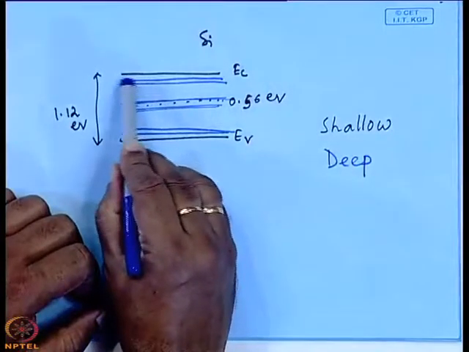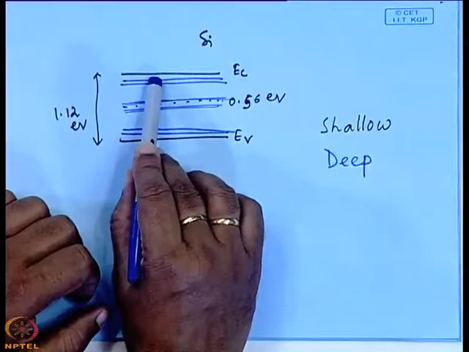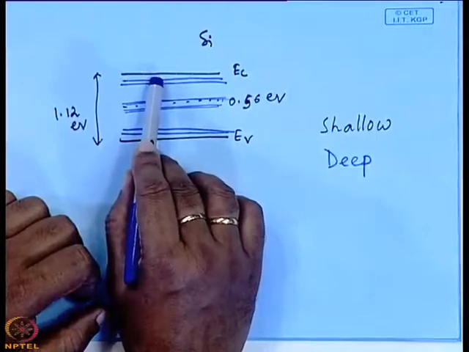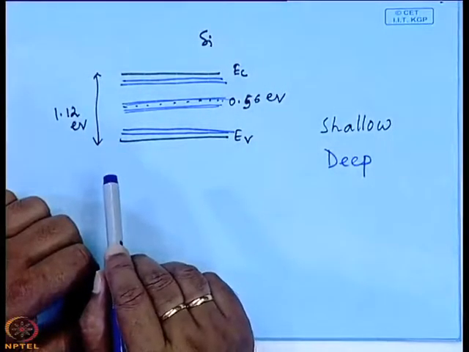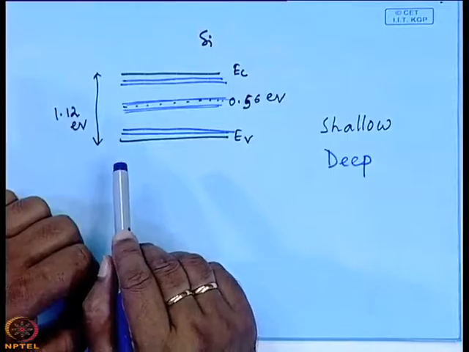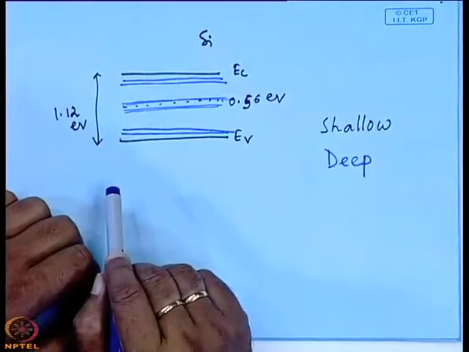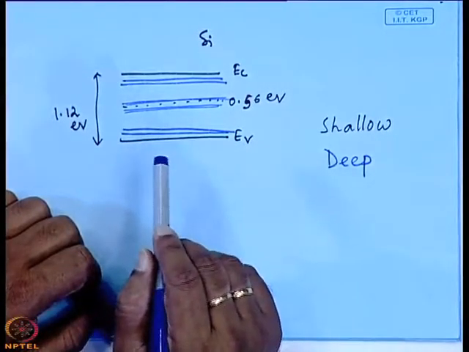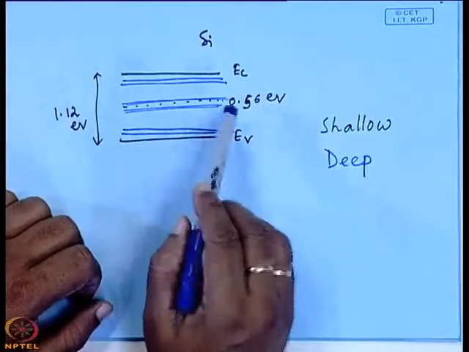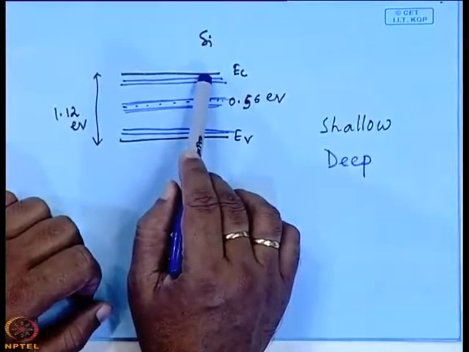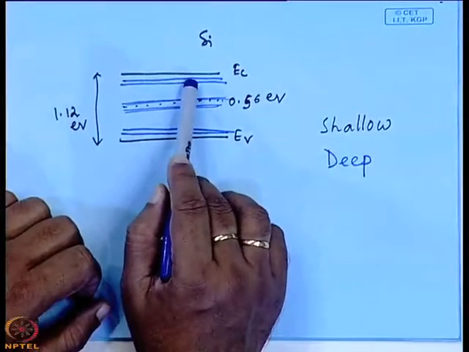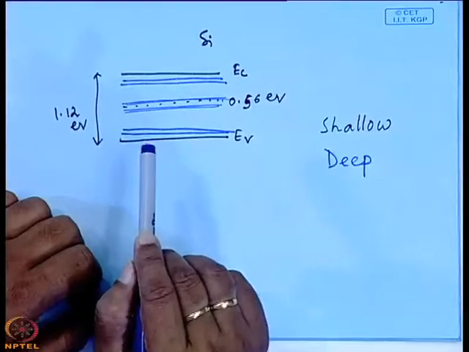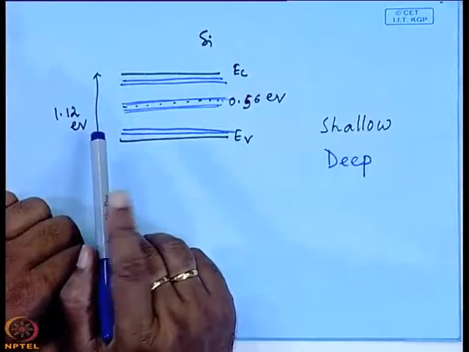See, this is the shallow level, and the difference is say milli electron volt. What is the room temperature thermal energy? It is 26 milli electron volt, 25.9 milli electron volt. So, at that temperature, almost all of the donors will be ionized. So, if the donors are ionized, for each donor atom one electron it will donate to the conduction band.